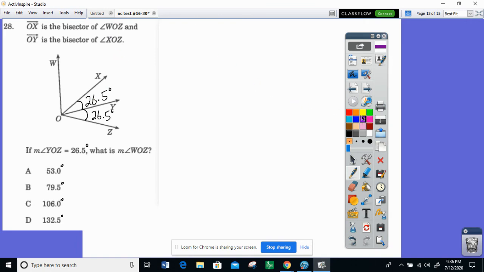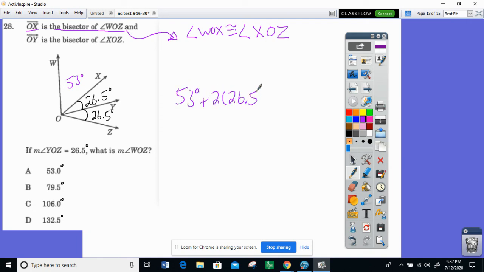Well, if this is true, then that's telling us that angle WOX is congruent to angle XOZ. What's the measure of angle XOZ? Well, it's twice 26.5 degrees. There's two 26.5 degrees. We can add those together to get 53 degrees. And so to answer the question, the measure of angle WOZ is 53 degrees plus two 26.5 degree angles, and that is how we get 106 degrees, C.